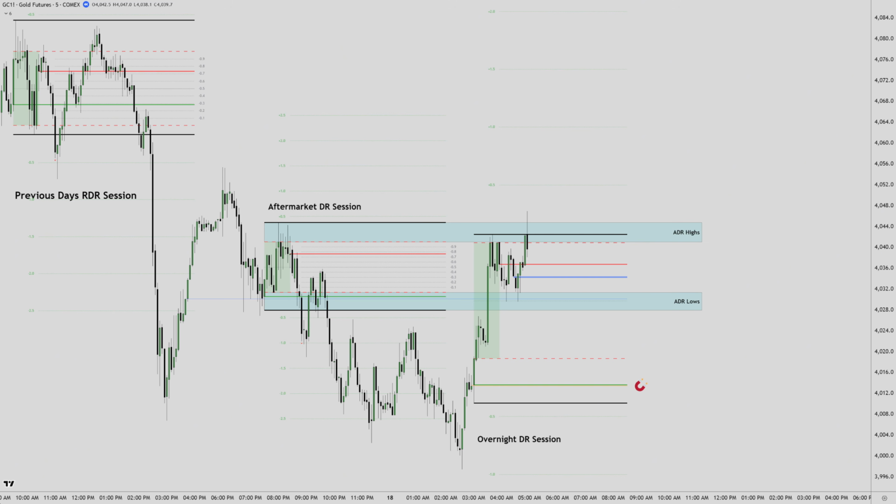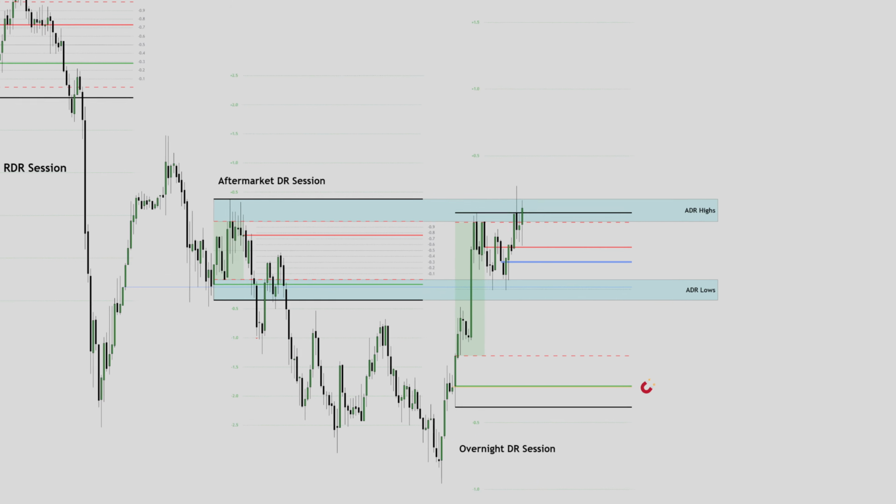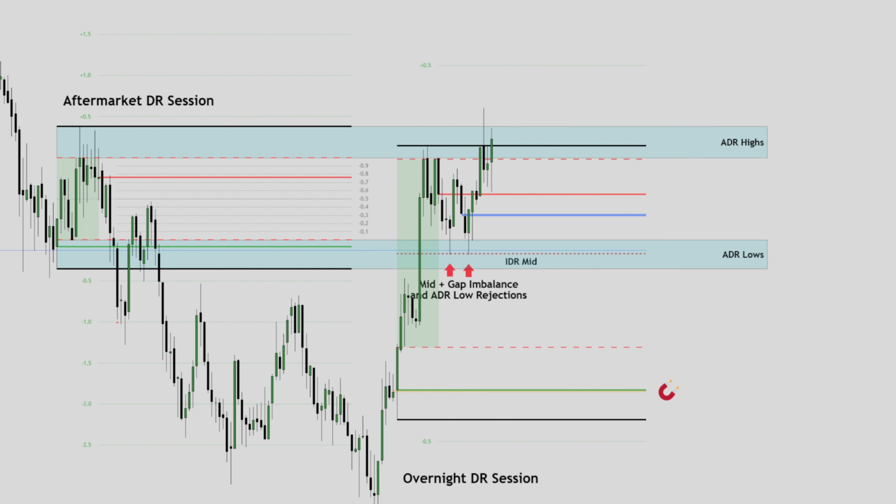As the session continues, the DR box closes green, which historically gives roughly a 70% probability of seeing a long confirmation. That confirmation unfolds right after, and from that point forward, your focus is entirely on long setups for the rest of the session. You can already see how important the middle of the range becomes when price rejects the defining range mid twice, perfectly lining up with an intraday gap imbalance and the ADR lows. That kind of structure is pure clarity.